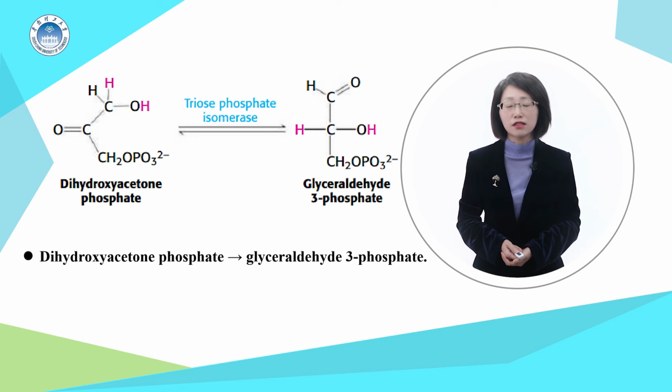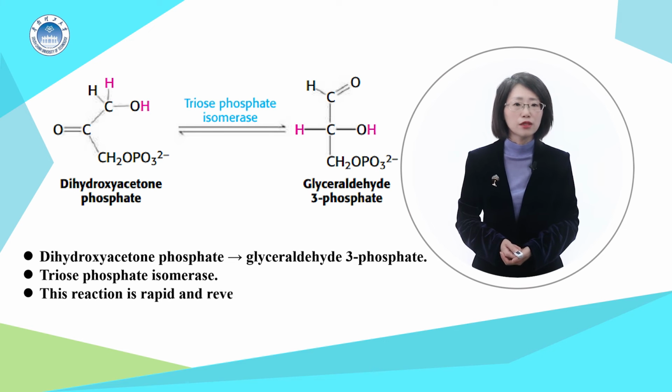Dihydroxyacetone phosphate and glyceraldehyde 3-phosphate are isomers that can be readily interconverted. The former is a ketose, the latter is an aldose. The reaction is catalyzed by triose phosphate isomerase. It is rapid and reversible. The reaction proceeds readily from dihydroxyacetone phosphate to glyceraldehyde 3-phosphate because the subsequent reactions of glycolysis remove this product.